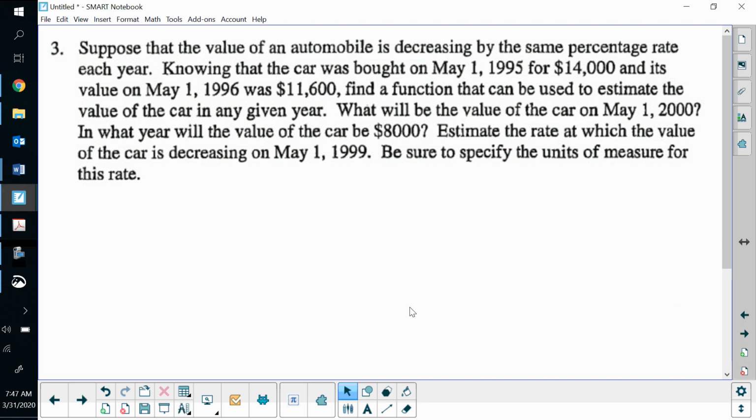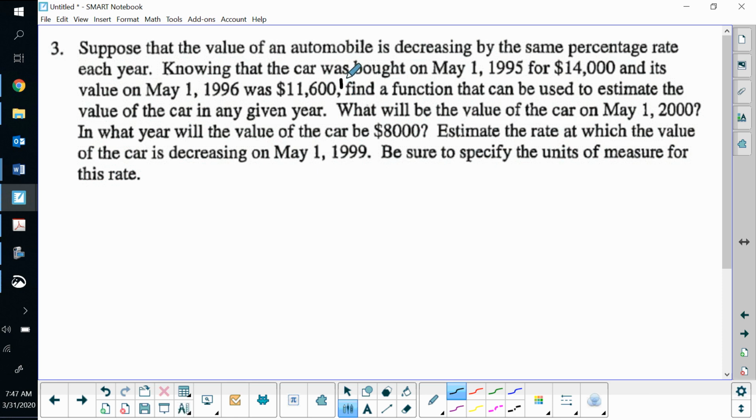So for today's task, you're going to be doing packet page 5, number 3. Just a couple things about that question. Suppose you know the value of an automobile is decreasing at the same percentage rate each year. If it's a percentage rate, we know it should be an exponential function. May 1st, 95, the car was this value. May 1st, 96 is this value. So you should be able to use your successive ratios to find the function.